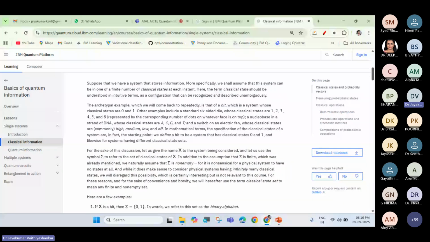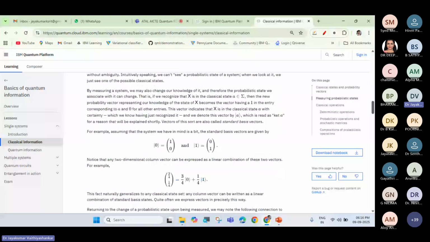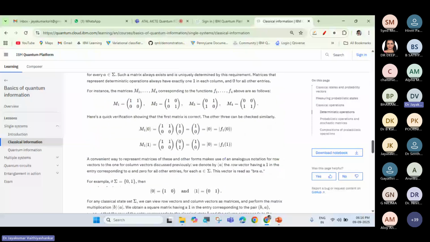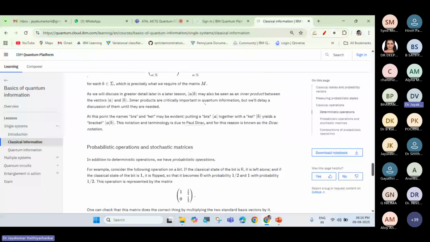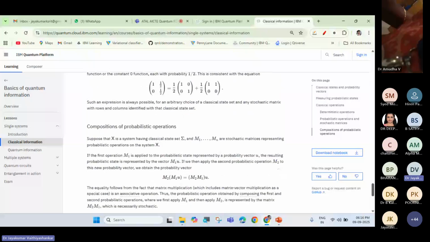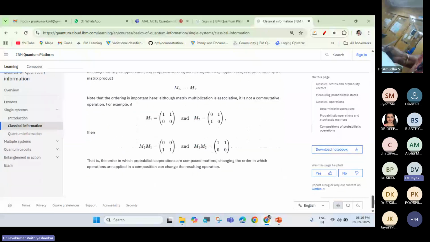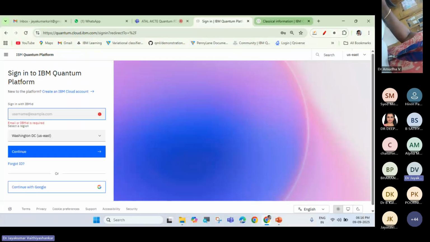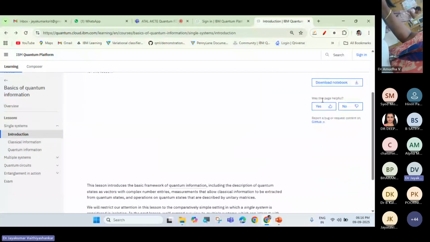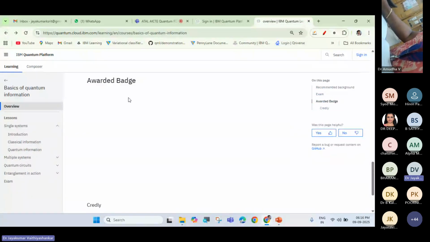Okay. It is like mathematics. So you need to go very slowly, very steadily. So you need to study multiple times. So this is the only way to learn quantum. So once you completed, what you can do, you can look for other courses.